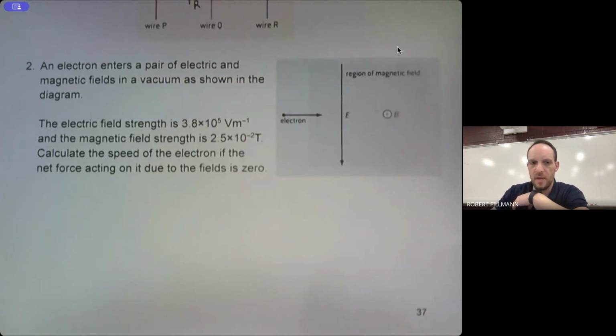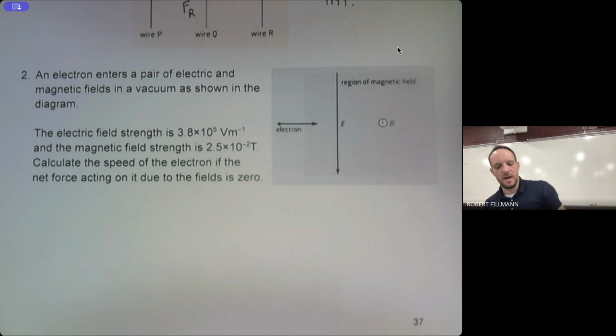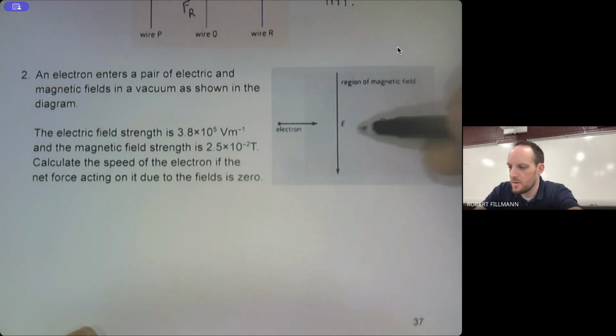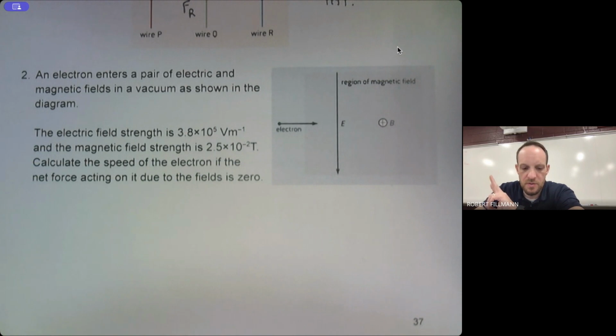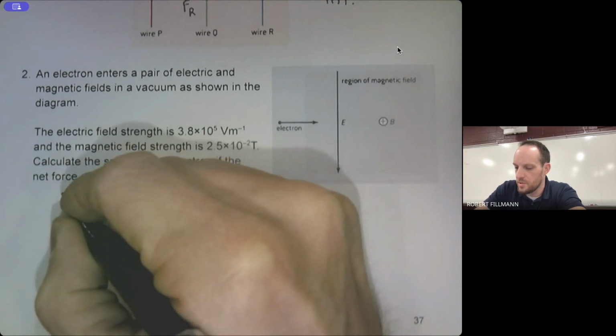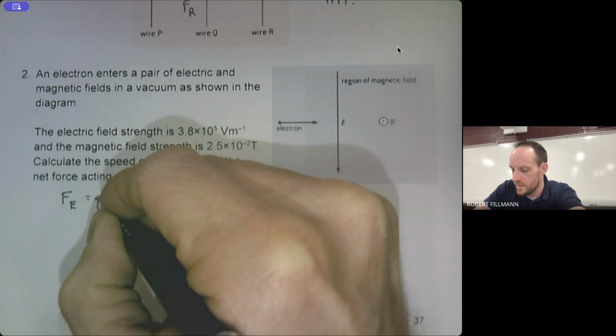The second problem, we have an electron entering. This is very much like a bigger picture IB type question. It's entering two fields at the same time. It's entering an electric field that points downward and a magnetic field that points into the page. So it's going to get two forces. But to think about those two forces, I have to recall that the force on a charge in an electric field is equal to the charge times the field that it's in.